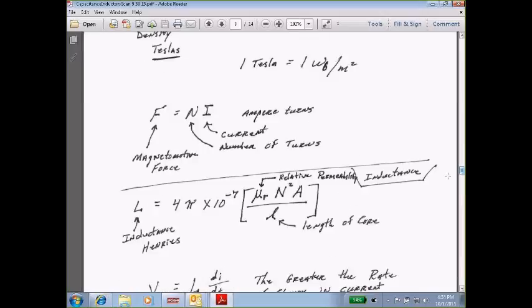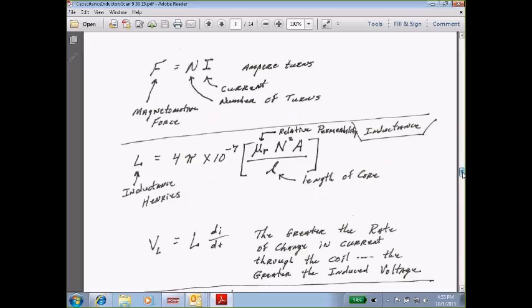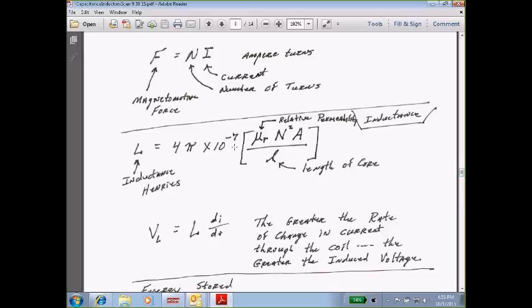Okay, we continue on here. Now, if we're talking about an electromagnet, the magnetic force is equal to the number of turns times the current, and the unit of measure is ampere-turns. And then, of course, inductance in henries is 4 pi times 10 to the negative 7th times the relative permeability. In other words, the material we're dealing with, how good of a material is it to make a magnet with. We could have cast iron, sheet steel, just regular steel, aluminum, whatever, and that would come from a table. Then times the number of turns squared times the area of the core, divided by the length of the core.